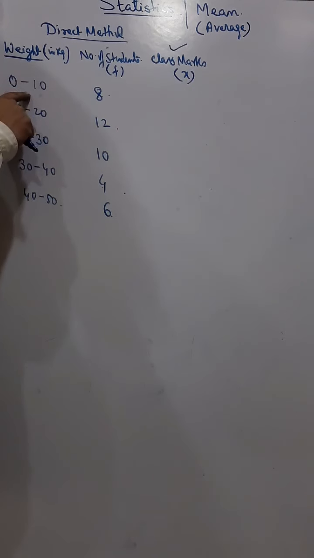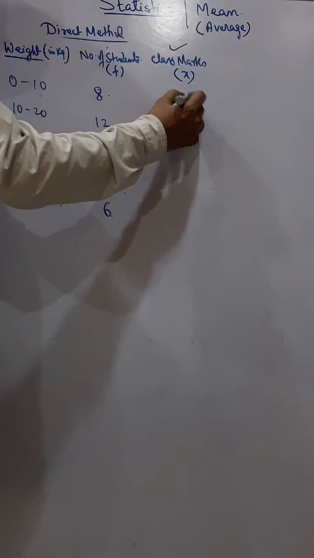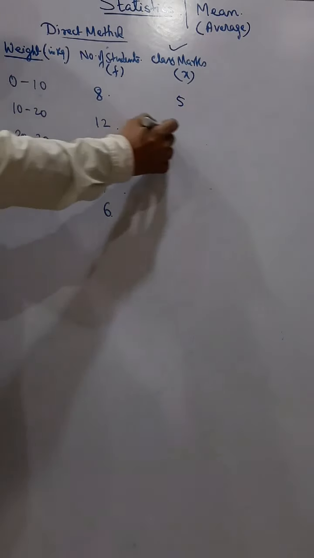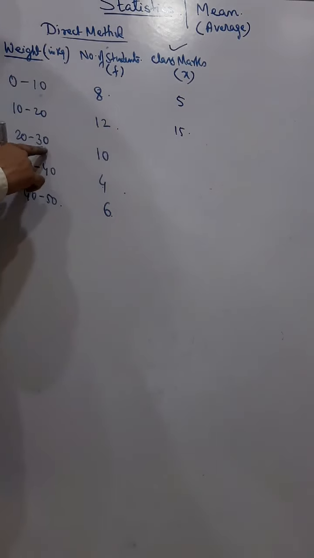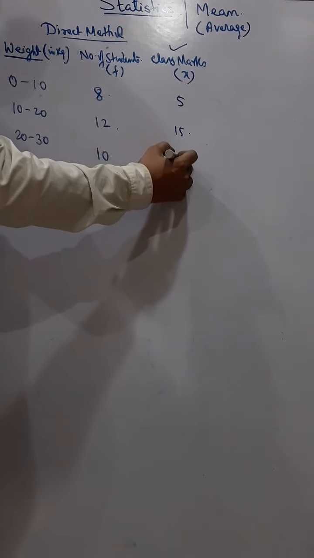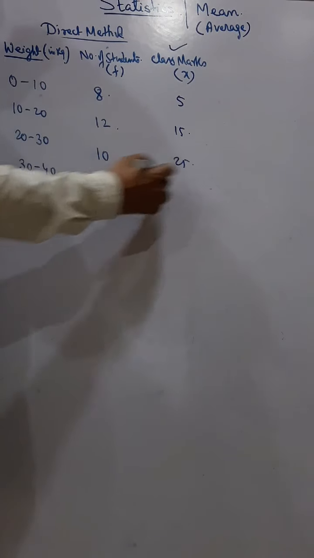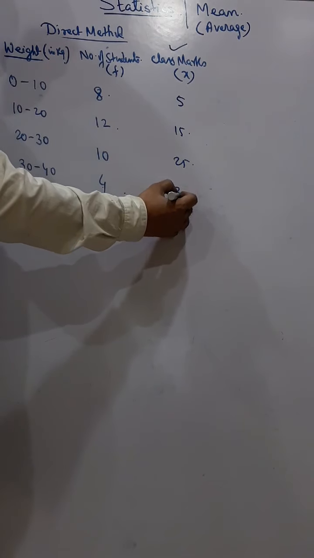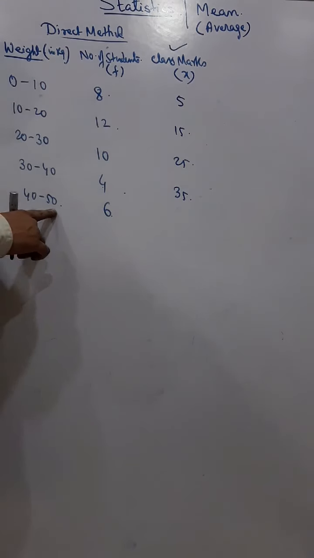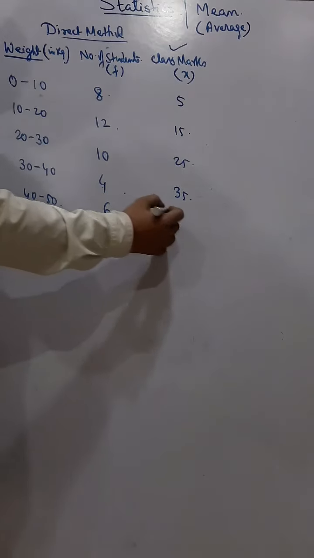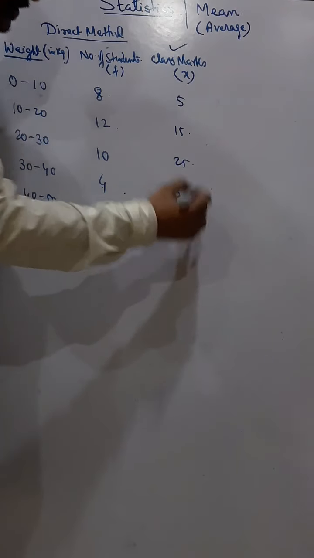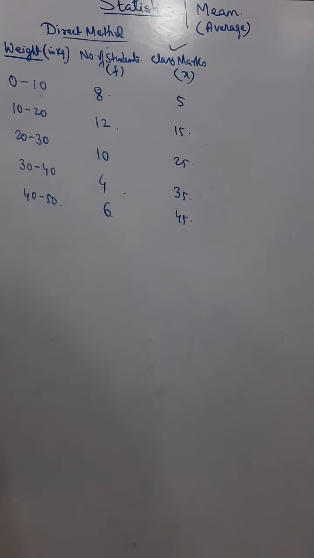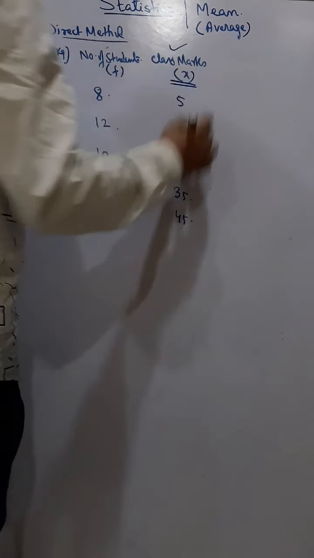So 0 plus 10 divided by 2, we get 5. Similarly, 10 plus 20 divided by 2, we get 15. 20 plus 30 divided by 2, we get 25. And 30 plus 40 is 70, divided by 2, that is 35. And then 40 plus 50 is 90, divided by 2, we get 45. Understand? So you have to get the class mark, and this is x.